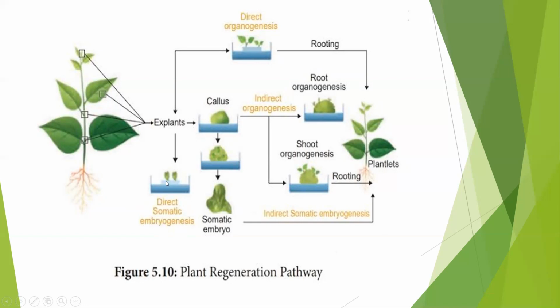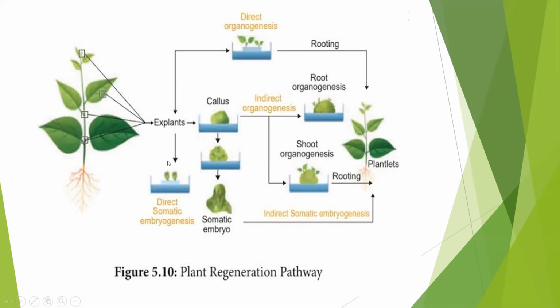The explant directly forms small embryos. We call this process somatic embryogenesis, or direct somatic embryogenesis. When the explant first forms callus, and then from the callus forms small lump-like structures, these are called embryoids. This is the somatic embryoid via the indirect process. These somatic embryoids can be used for regeneration of plants.